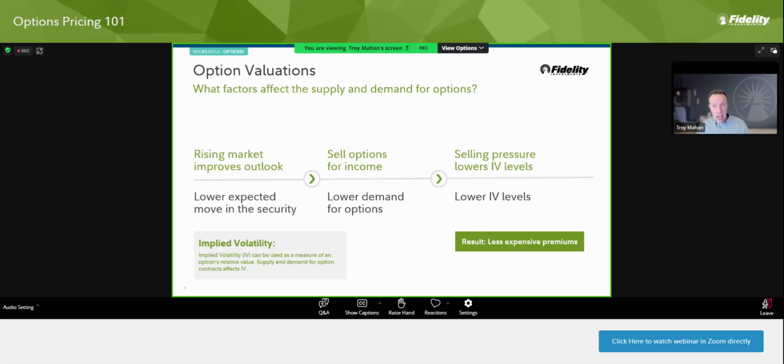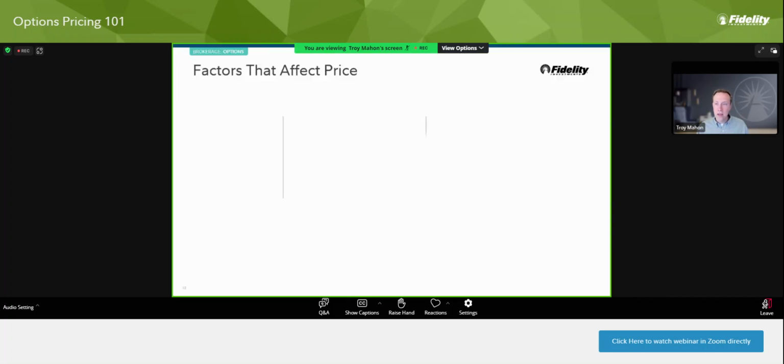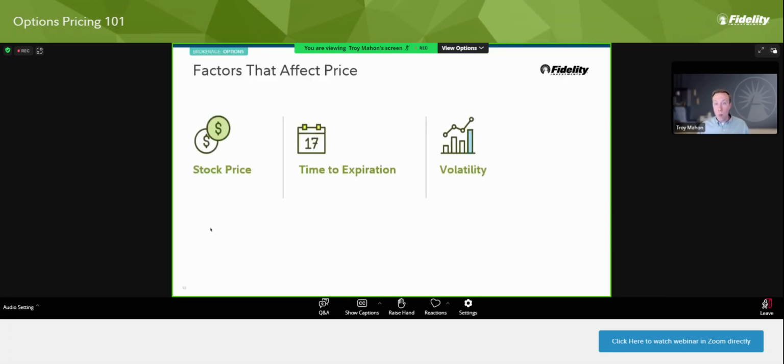Of course, the stock can move. So that's the stock's price, the expectation or implied volatility could change. And then the third factor is time. So let's look at these factors and let's break them down a little bit more. Three main factors that affect an options price. It's going to be what actually happens to the stock between now and time to expiration.